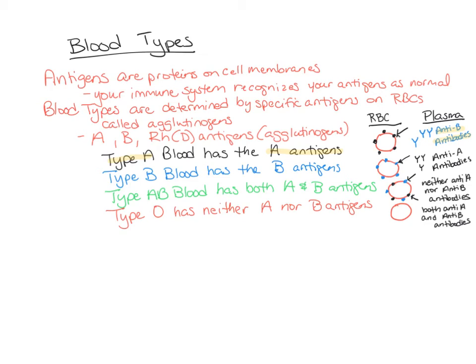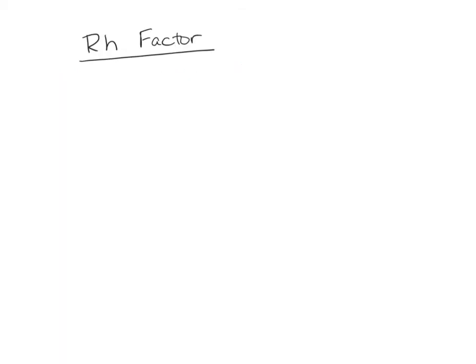Type O blood is blood that has neither the A antigen nor the B antigen on the surface of their red blood cells. But in their plasma, they have both types of antibodies. They have the anti-A antibodies and the anti-B antibodies. Each person is born with one of these types of blood, and their plasma contains the corresponding antibodies, or lack of antibodies, from birth.